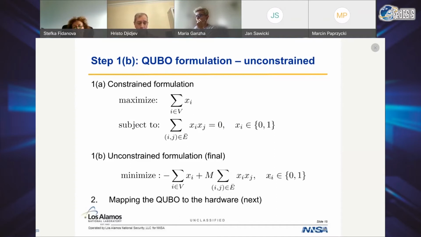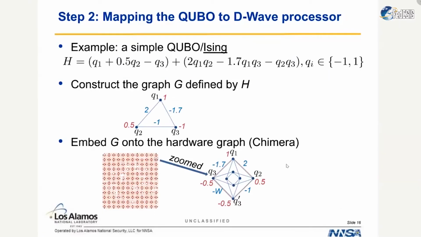And one thing that's not clear is how large we should put m. Fortunately, m doesn't need to be very large. A value of m equal to 2 is large enough to guarantee that the constraint will always be satisfied. Okay, so once you have the QO, then we just have to map it on the hardware. So this is what we do on the next slide. Here we give just a simple example of a problem with 3 variables.